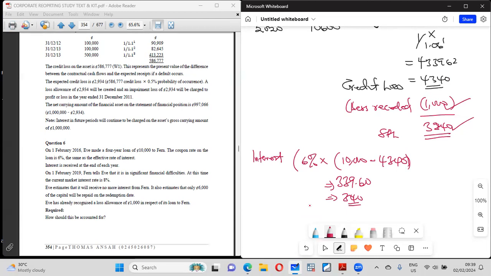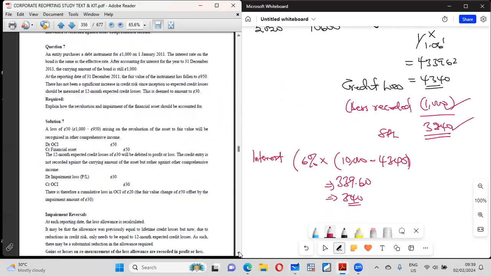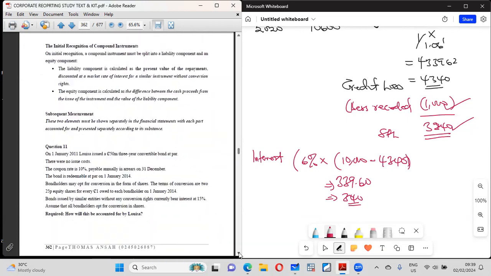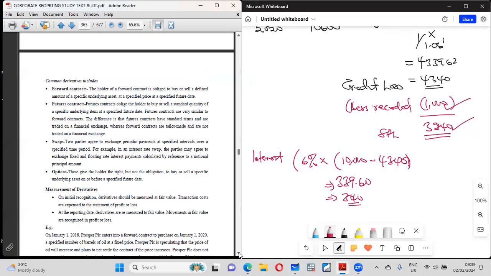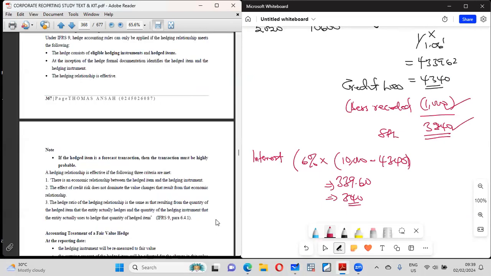That is it. Very easy. I think in March 2023 they had a past question like that. Let's see if I have it in here. In March 2023, the past questions.